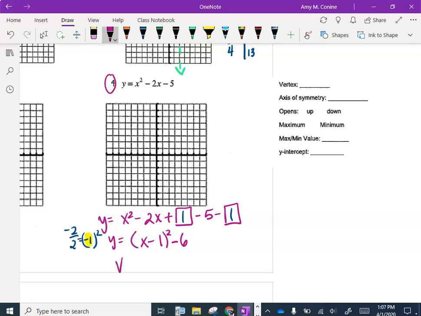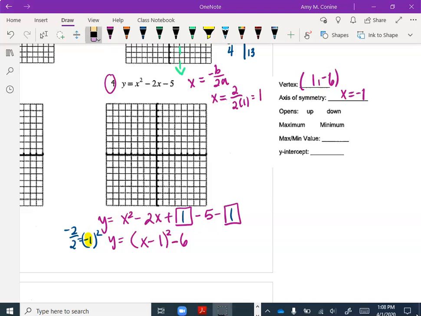So this means, I'm just going to put it over here, my vertex is at negative 1, negative 6, which means my axis of symmetry is at negative 1. So if you did the opposite of b over 2a, if you remember, opposite b would now be a positive 2, over 2 times 1. Okay, so quick little fix, positive 1. So our axis of symmetry goes through positive 1.